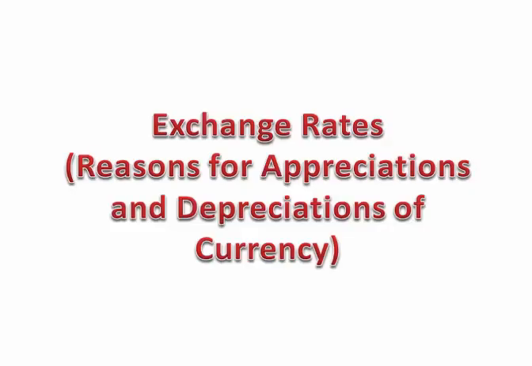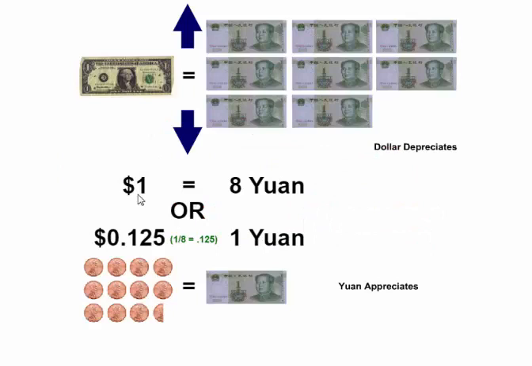Exchange rates, reasons for appreciations and depreciations of currency. To help better understand how a currency appreciates or depreciates, just look to see what one of the currency purchases in relationship to the other currency. For instance, China used to fix its exchange rate at $1 to 8 yuan.